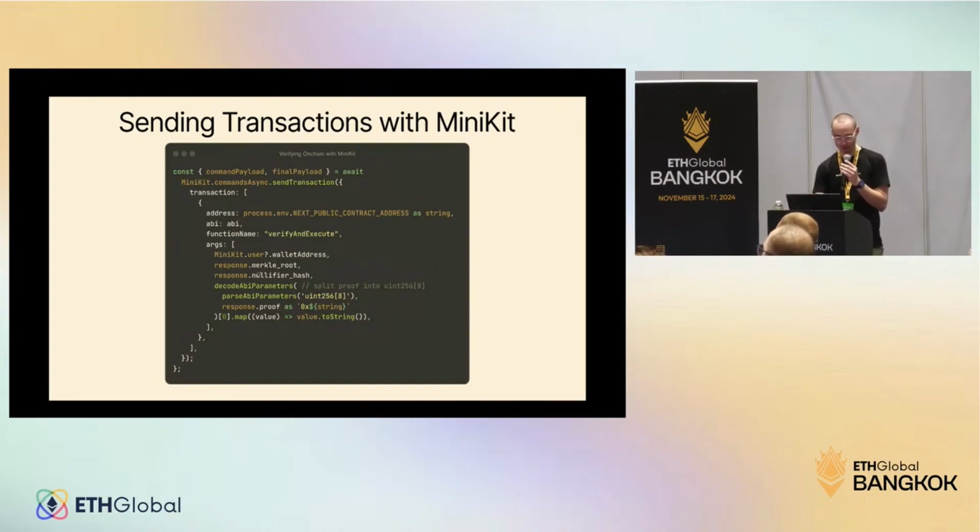We have the Merkle root, we have the nullifier hash, and then the proof you have to split up into an array of 8 256-bit unsigned integers. It's a little wonky, but again, you can just use the code from the template that we'll provide.